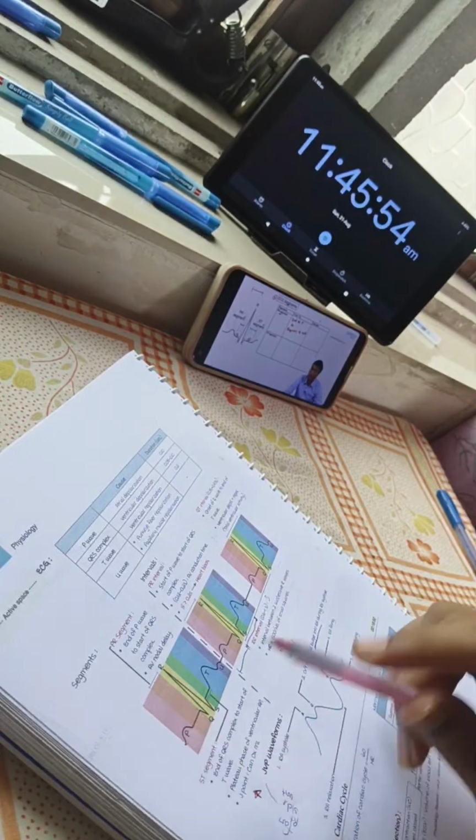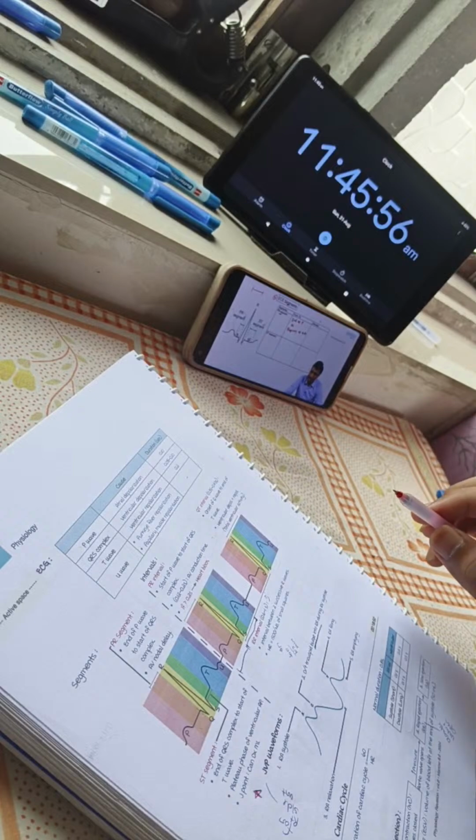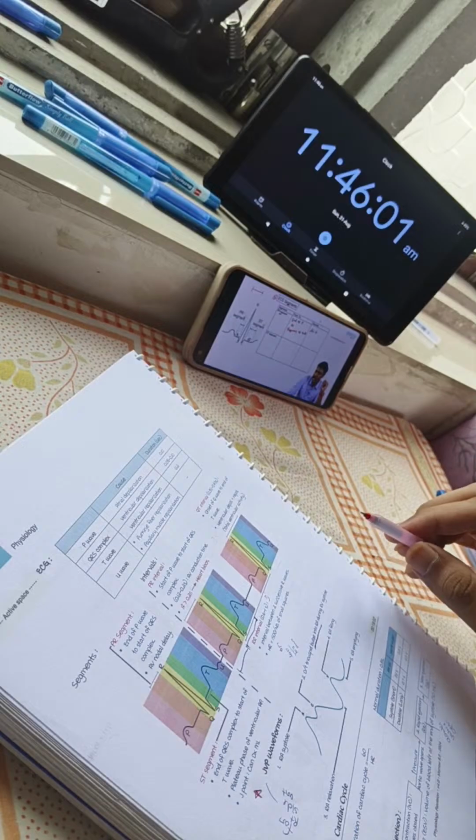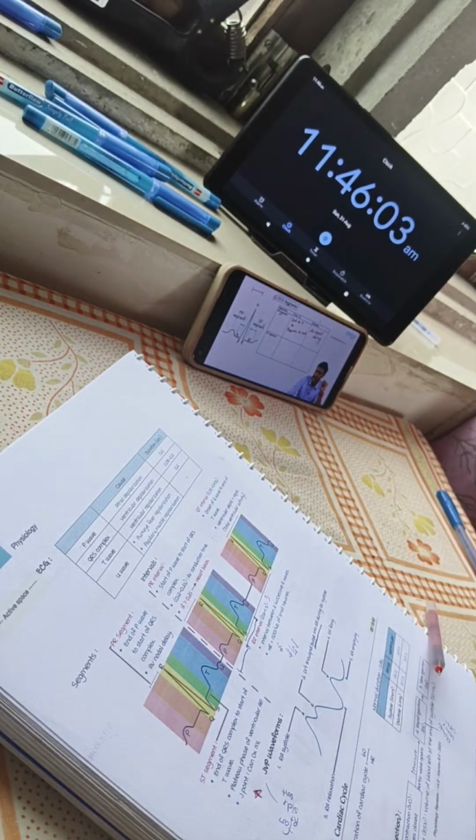End of P wave, beginning of QRS complex. What is this straight line, sir? There is no current flowing here. That means it is my normal AV nodal delay. Excellent. This straight line PR segment is AV nodal delay.